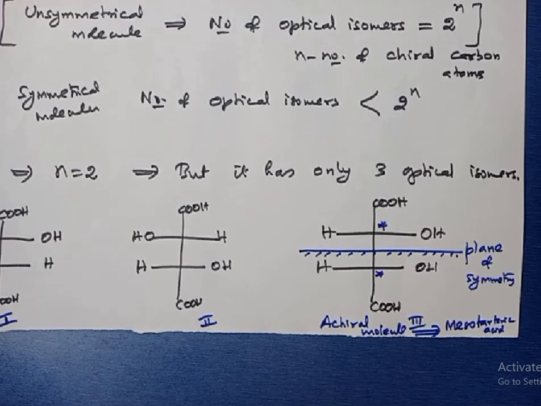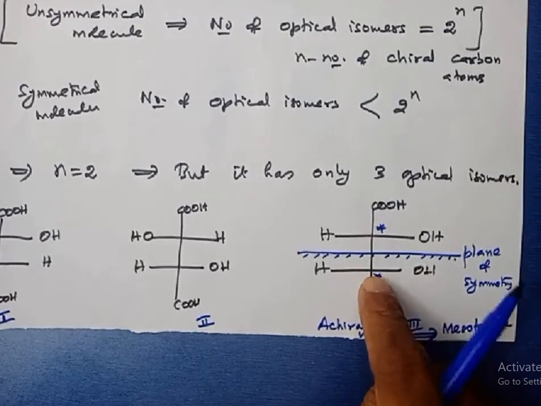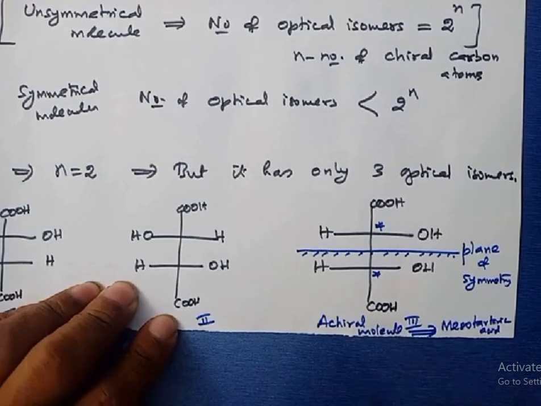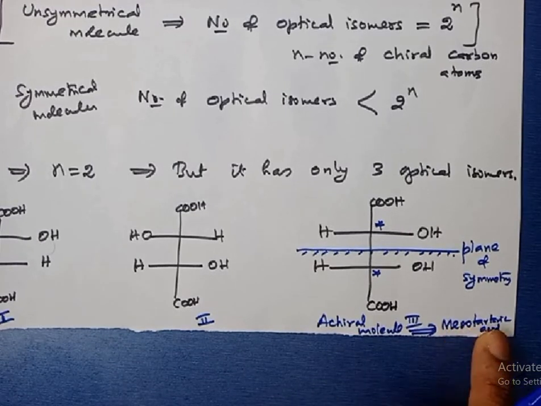Those two should be non-superimposable. That is the prime condition for a molecule to be chiral. So here, though this molecule contains 2 chiral carbon atoms, due to the plane of symmetry, this molecule becomes achiral. When I say a molecule is achiral, it means it cannot rotate plane polarized light. Simple. And this molecule is called mesotartaric acid.